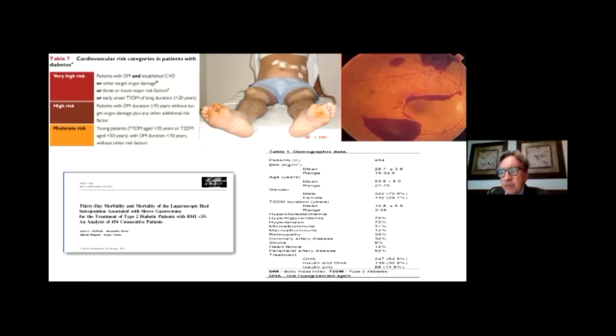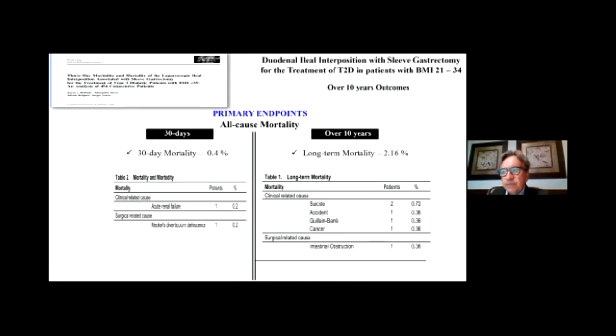Hypertension and dyslipidemia are present in over 70% of patients, and coronary artery disease, retinopathy, and nephropathy in nearly a third of patients. Insulin therapy was used by 50% of patients. In summary, a very diseased patient.